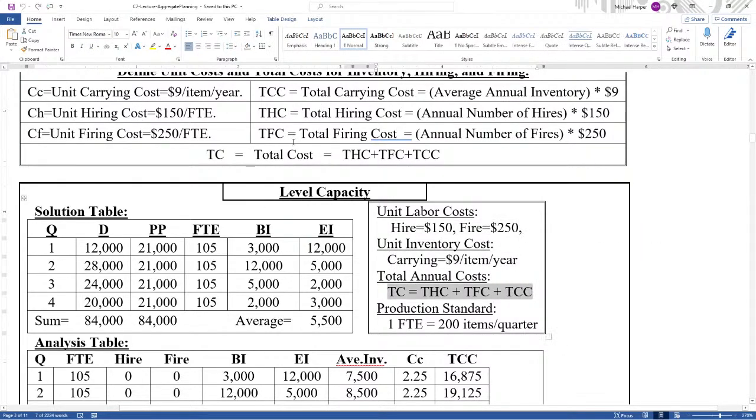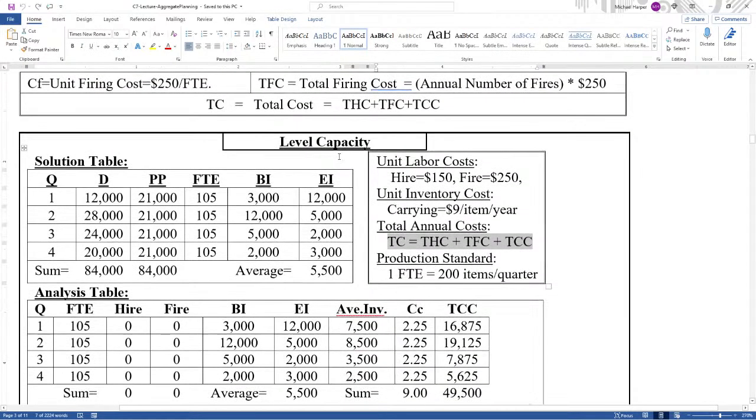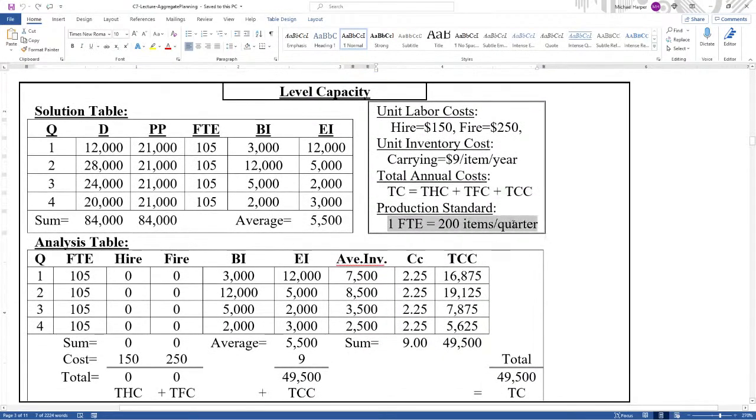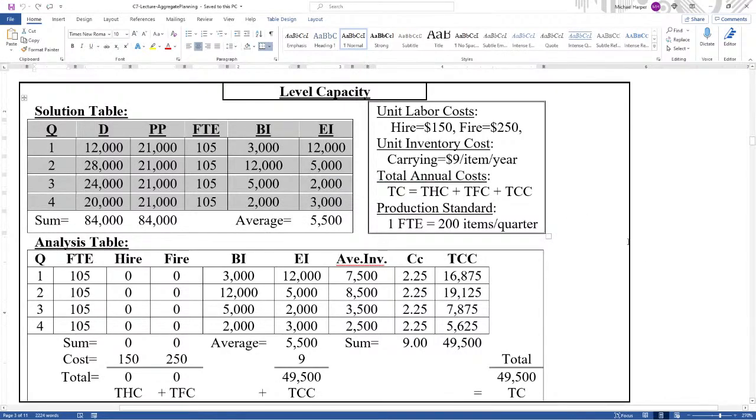Here's my equation of my total cost here. And I'm also copying my production standard to make sure we have that. Okay. So now, in this solution, I'm defining some tables. This solution table came from the very first page. Actually, let me just go back and show you.